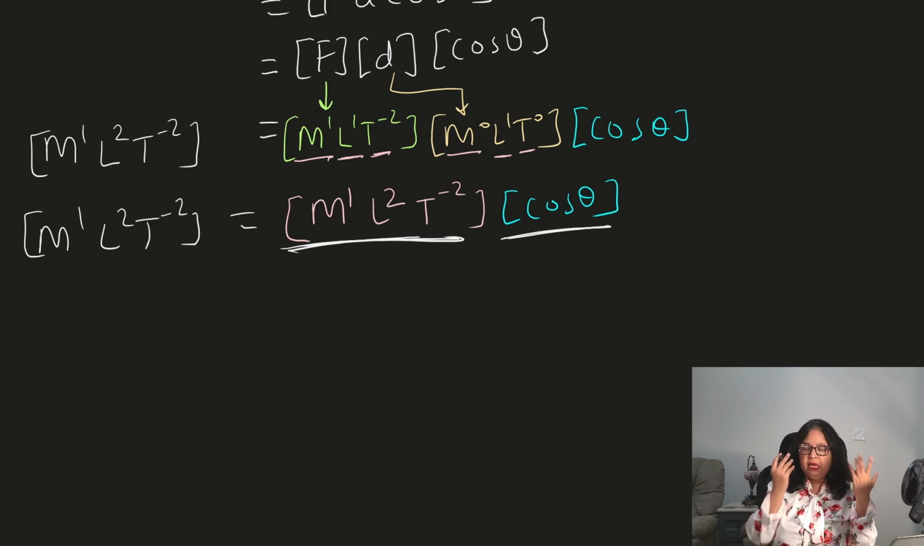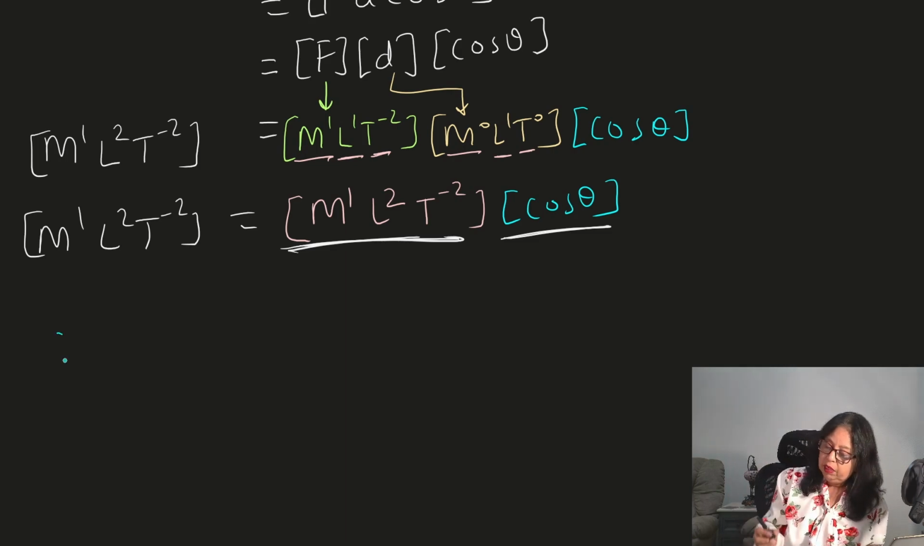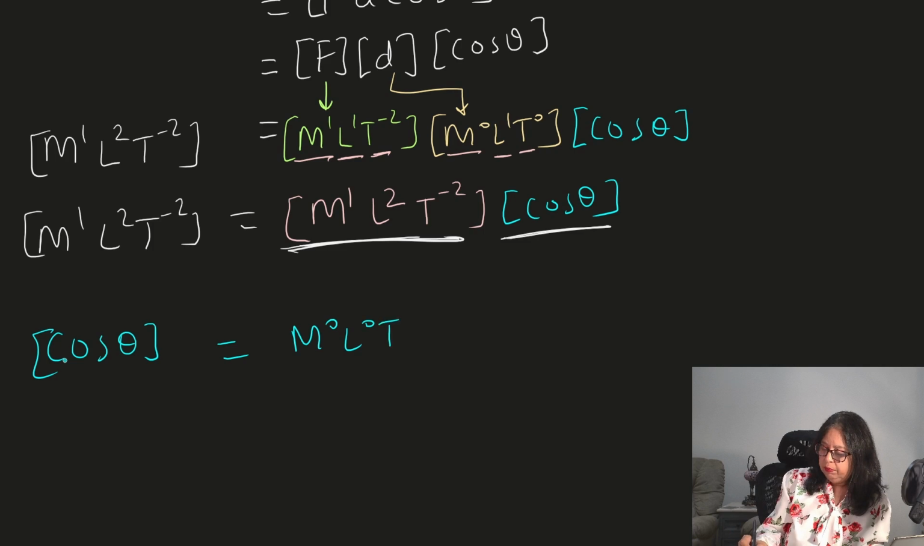Sure, if you are taking a test and you're expected to show all your steps, by all means, show that you're dividing both sides by M1 L2 T minus 2. But if it's a multiple choice, you look at it and you see it. It is M0 L0 T0. That cosine theta is a dimensionless quantity.